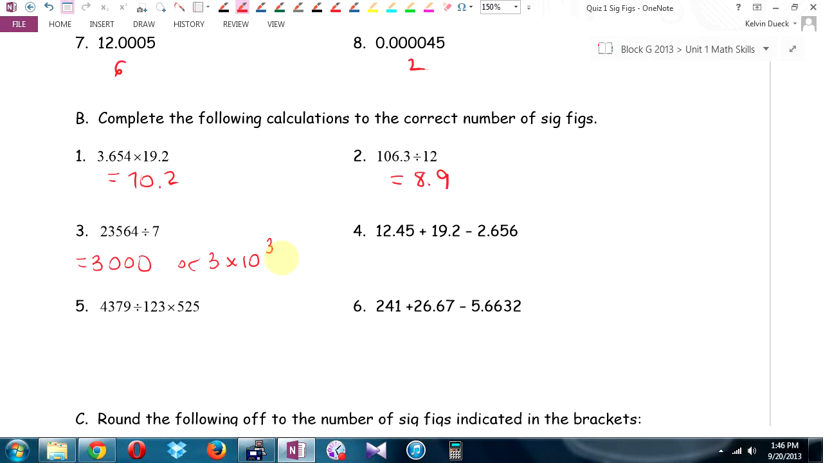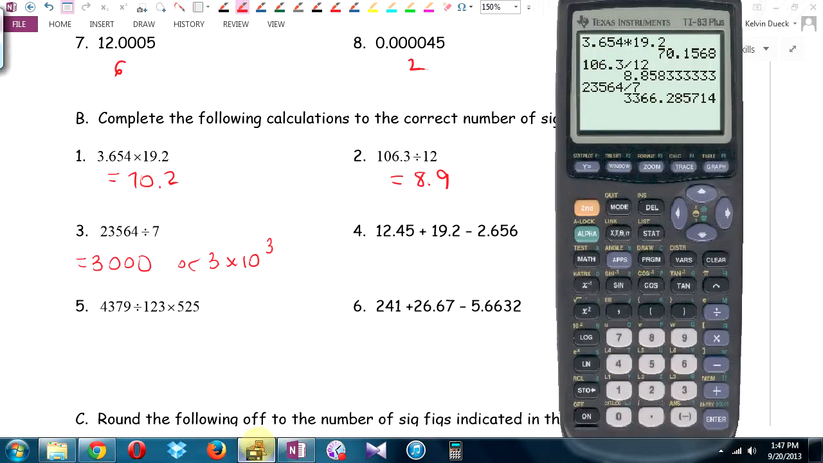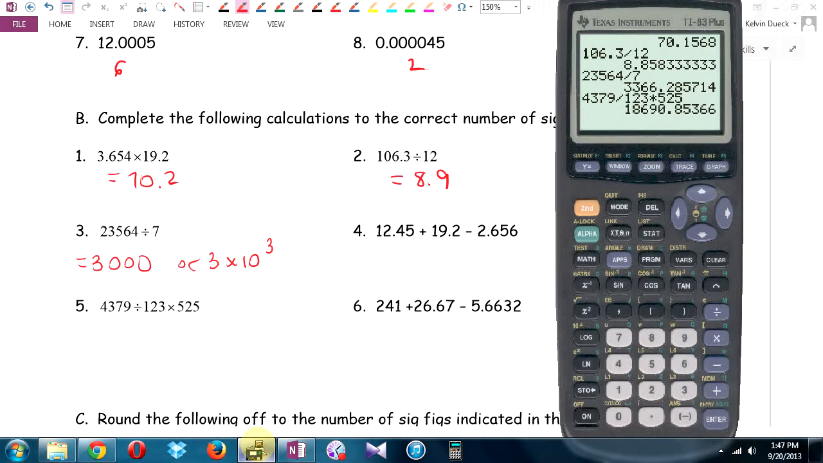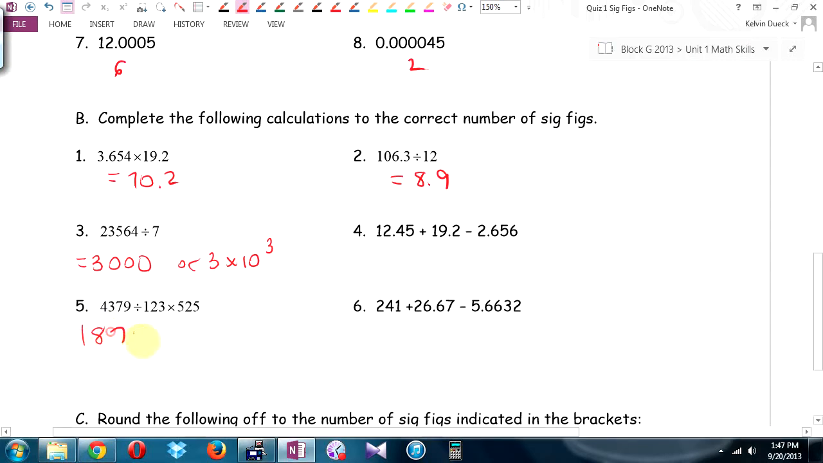I'm going to move down and do number 5 because that's still multiplying, dividing, and that's still a rule that I can do in my head. 4,379 divided by 123 times 525. This is going to be to 3 sig figs, so it's going to be rounded off right to there, and that's going to become a 7. 18,700, or 1.87 times 10 to the 4th. I didn't tell you whether to write it in scientific notation or not, so I don't care which one.